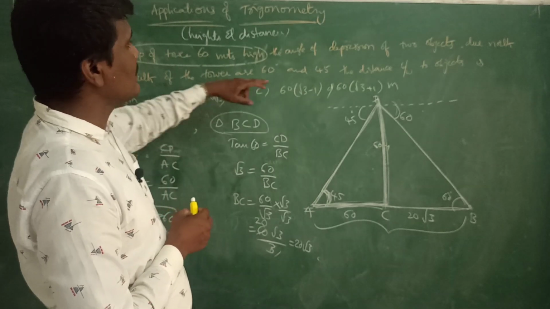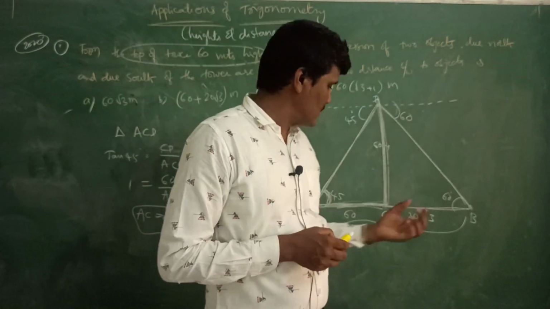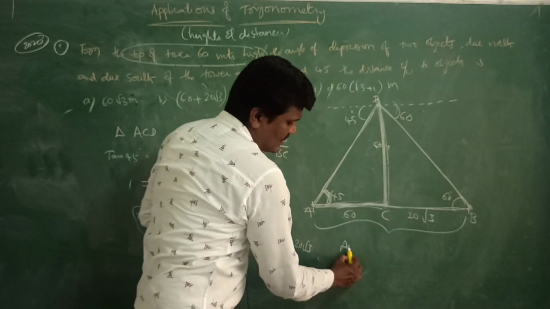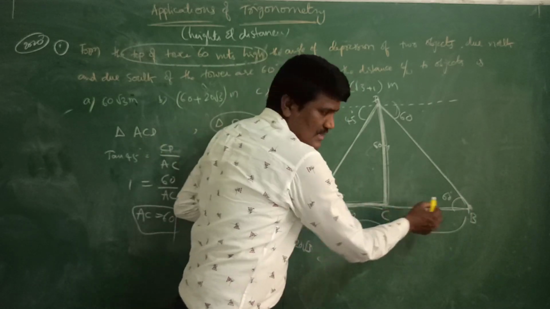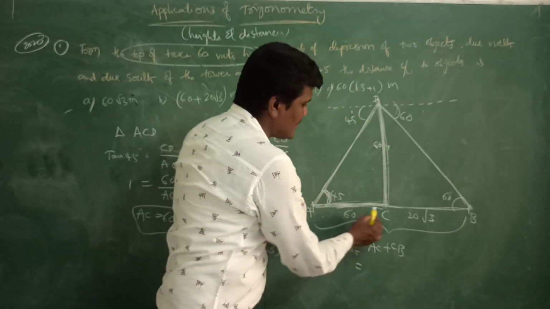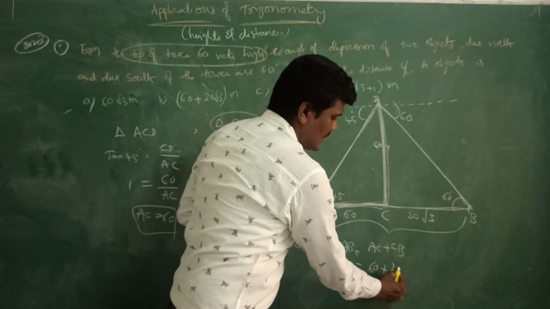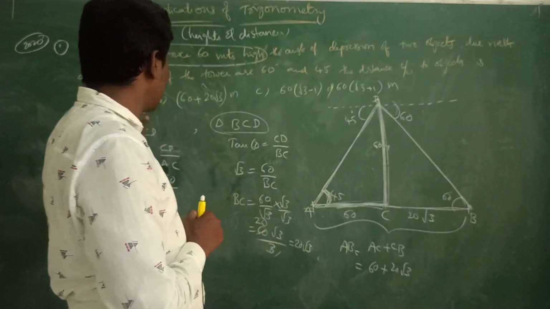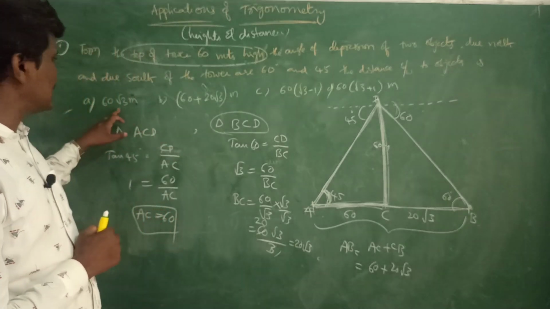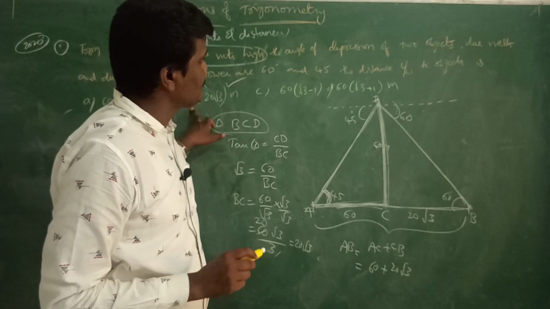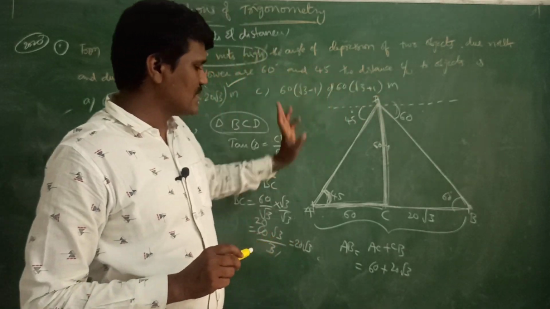Now what is the question? The distance between two objects. That means the distance between two objects AB is equal to AC plus CB. AC is 60, CB is 20 root 3. This is the answer. Check whether it is there in the options. 60 plus 20 root 3, yes, this is the correct option.